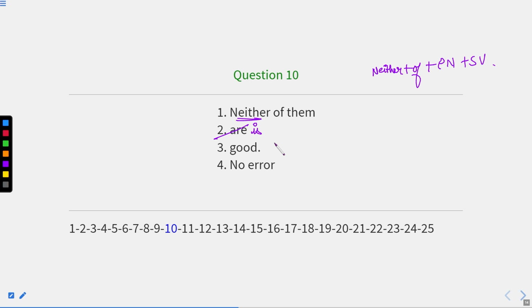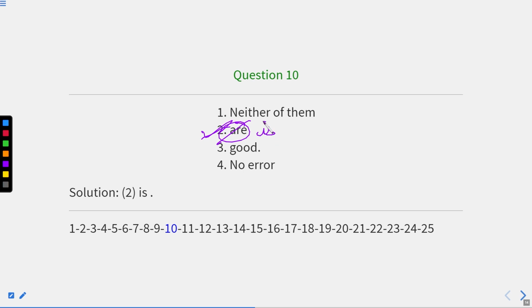So whenever we use either or neither, and if it is followed by "of", it should be followed by a plural noun but a singular form of verb. There's a structure you should keep in your mind. Therefore this "are" should be replaced with "is", and the answer will be 2. That is simple.